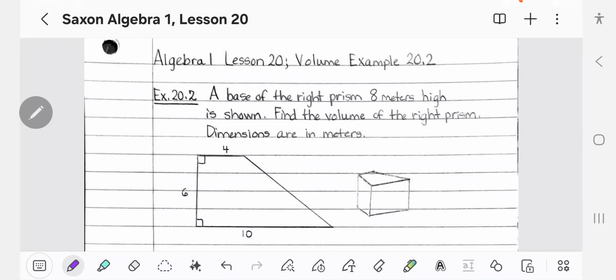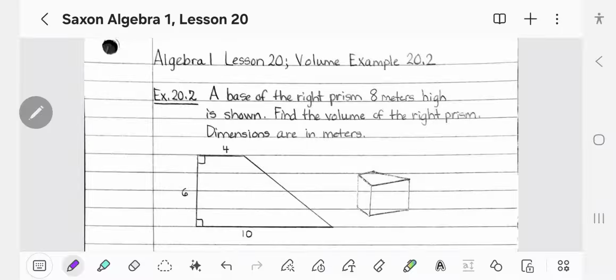This is Algebra 1, Lesson 20, Volume. We're doing the second example in this section. The base of the right prism, which is 8 meters high, is shown. Find the volume of the right prism.